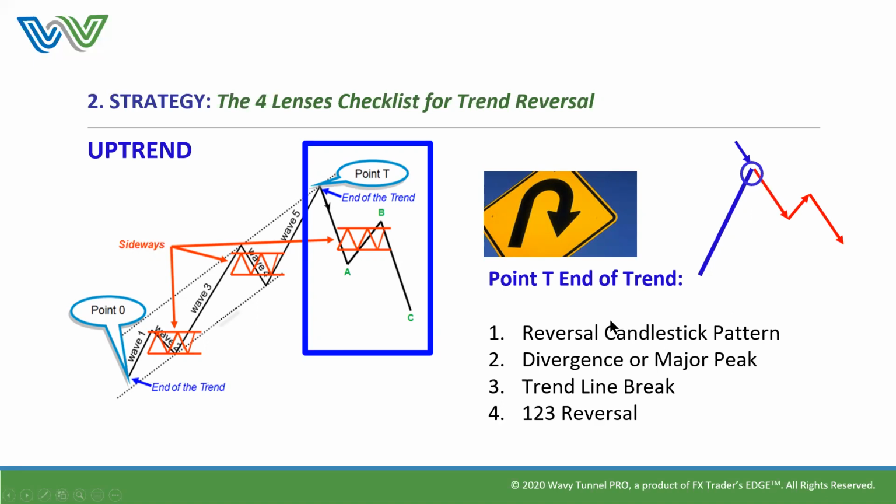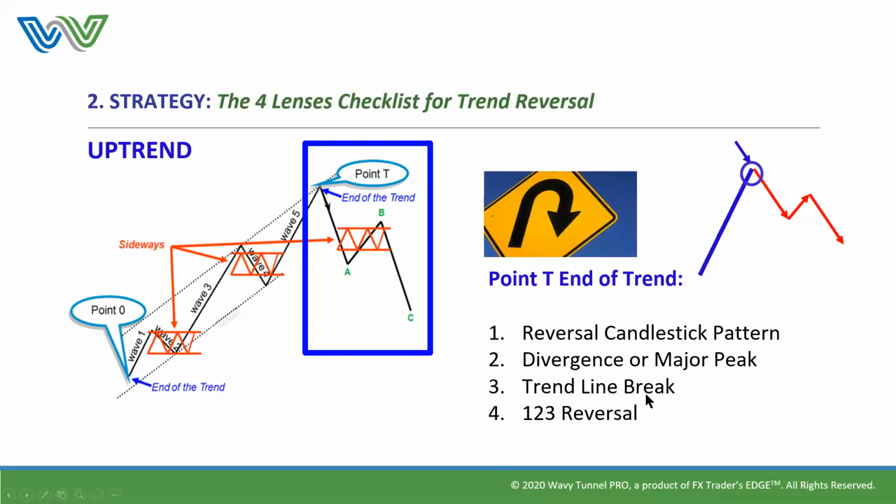We also want to look for divergence in the oscillator or a major peak. If it is a major peak, that's okay too. It could be the end of a wave 3, for example. And then we want to look for a trend line break, because most of the Elliott wave sequences trade within channels. So when we have that trend line break, it's our first clue that the trend might be turning around.